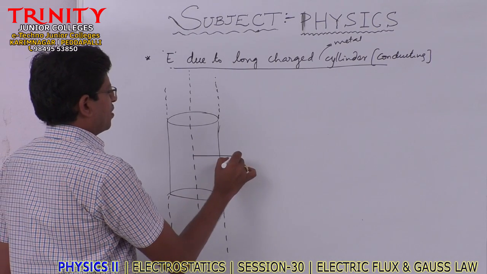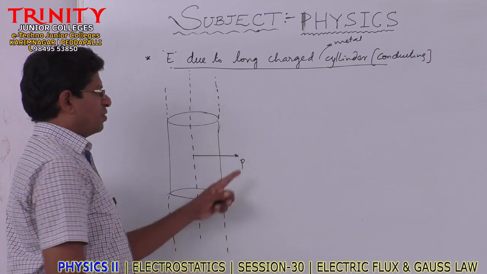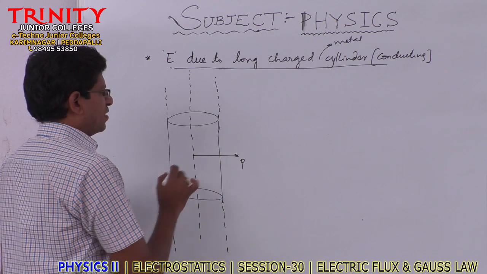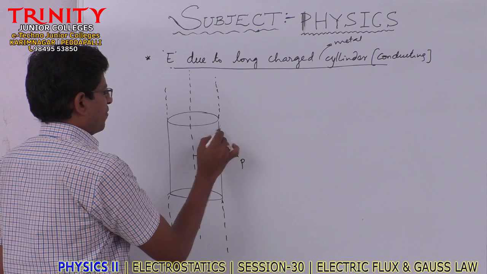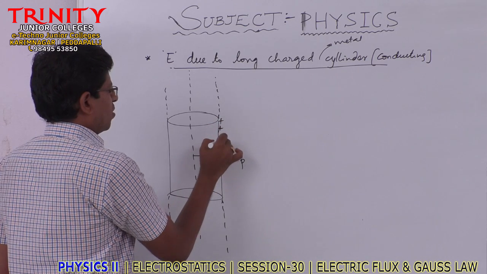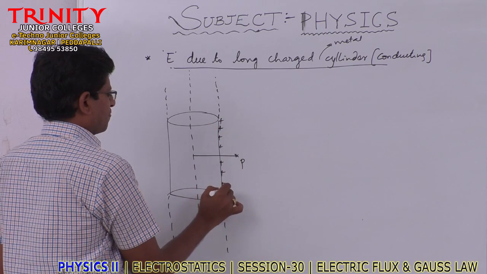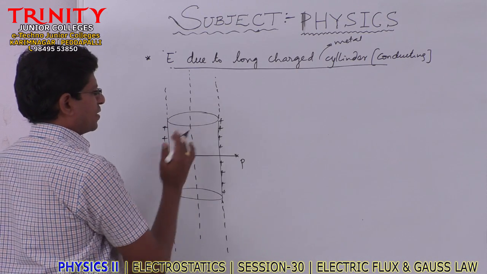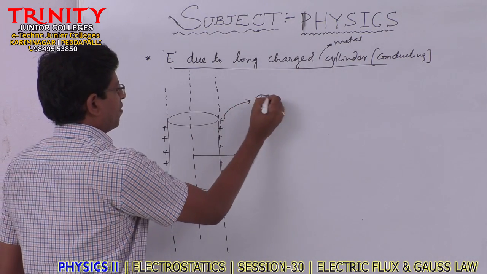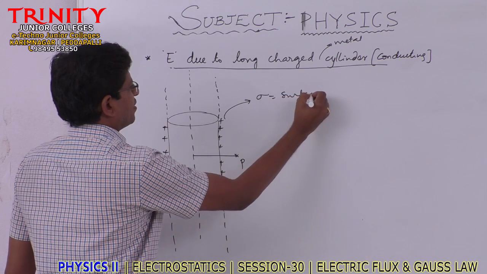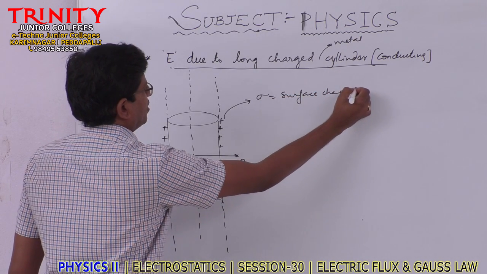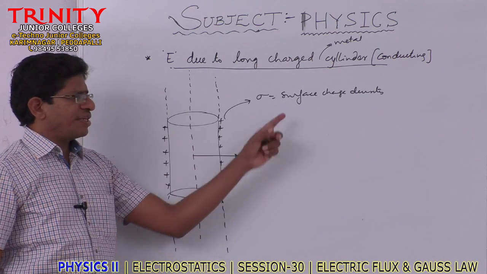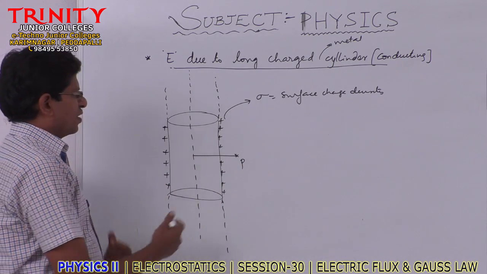Now, there is a point imagined outside, and a point can be imagined inside. Then we constructed a Gaussian surface. The charge always resides on the surface, the curved surface actually. Therefore, we define surface charge density. This is what we did yesterday, right? Surface charge density means charge per unit area, that is sigma.